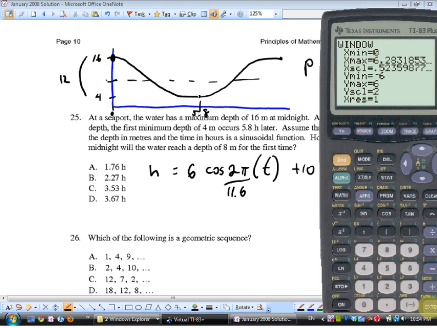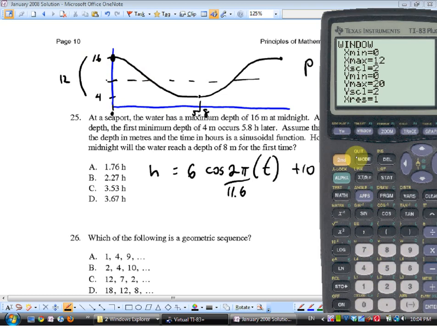to, well, one whole period is 11.6. I'll go from 0 to, I'll do 12 hours. Good scale, I don't know, up by twos. Y min, I like to see the ground is 0. My maximum height is 16, I'll go to 20. Scale 2, sure.